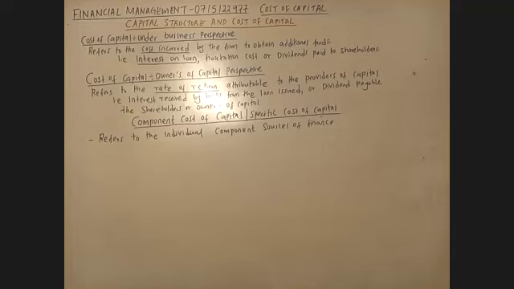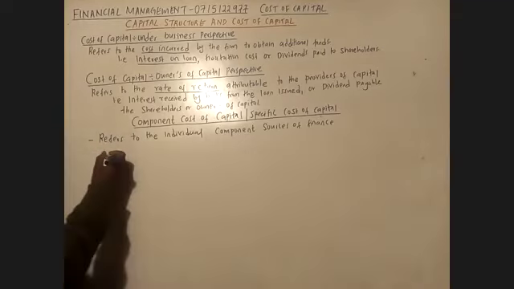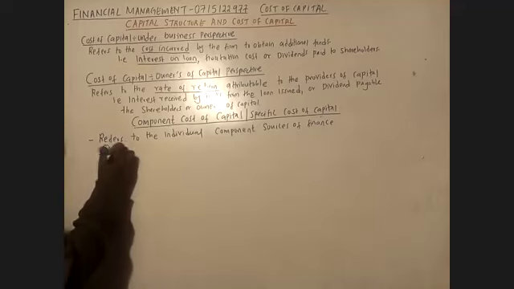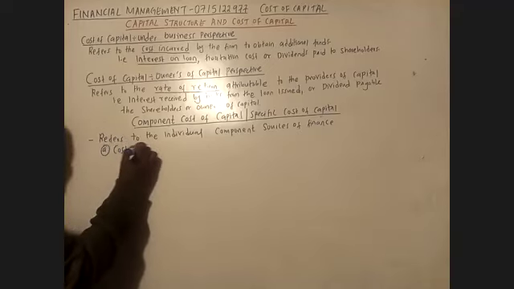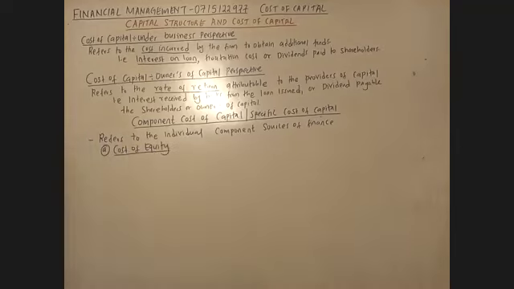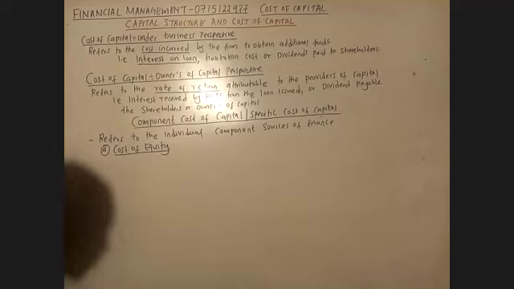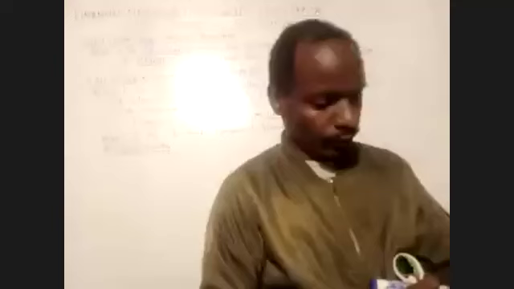So they include the following. We can start with the first one: cost of equity. Number one, let's start with the cost of equity. Now, cost of equity, we can give the example.